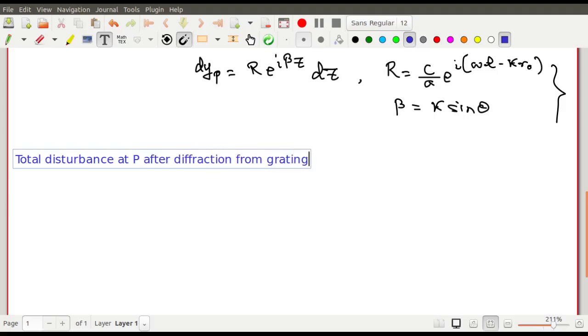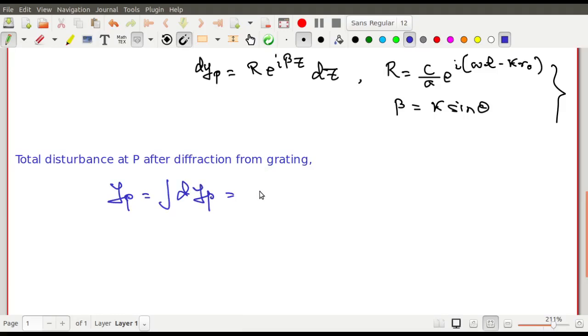So what will be the total disturbance at capital P after diffraction from the grating? That will be given by YP. YP will definitely be the integration of dYP. What will be the ranges of integration? First of all, it will be from 0 to a, the integral of R e to the power i beta z dz.